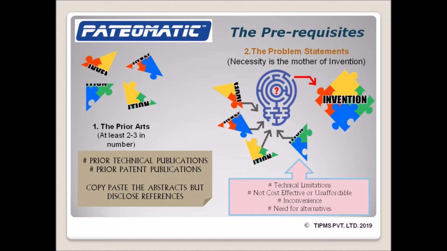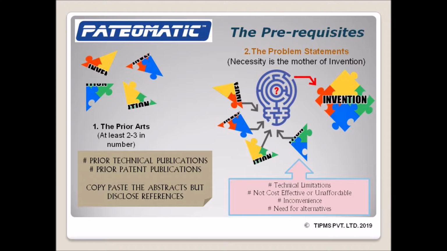Number 2. Identification of at least 2 to 3 problem statements or technical limitations. To elaborate, please try to coin out in general what was missing before you designed your new technical development. Such problem statements must be in 1 to 2 sentences only. The problem statements can be in the kind of technical limitations, lack of cost effectiveness, inconvenience to perform a task, or requirement of an alternative technology. Anything substantial related to bring down the present technical hurdles.